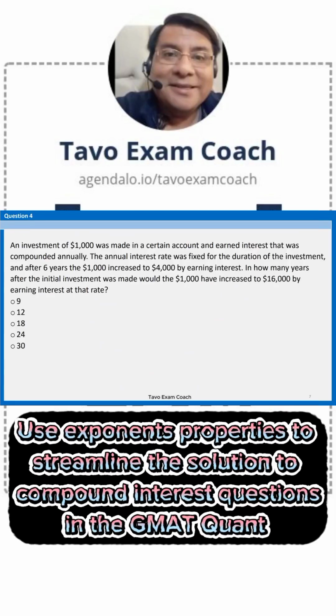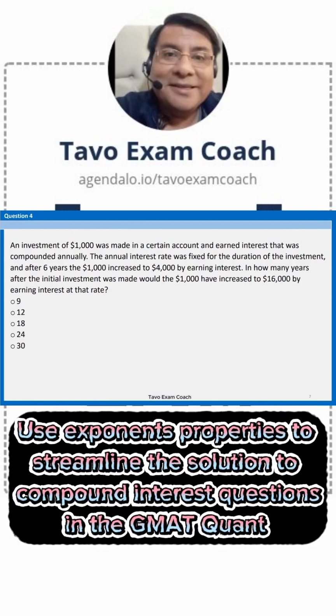Question 4. An investment of $1,000 was made in a certain account and earned interest that was compounded annually. The annual interest rate was fixed for the duration of the investment, and after 6 years, the $1,000 increased to $4,000 by earning interest. In how many years after the initial investment was made would the $1,000 have increased to $16,000 by earning interest at that rate?